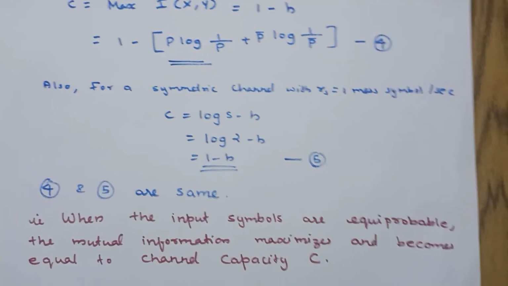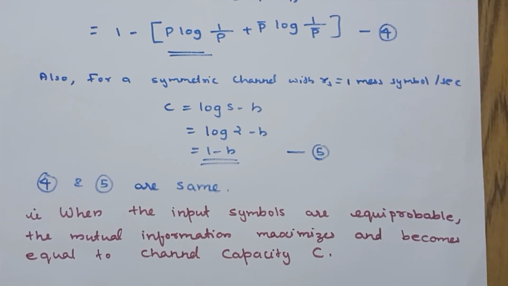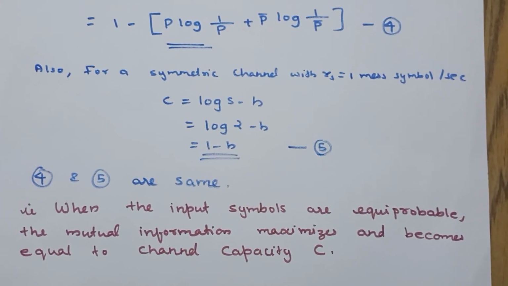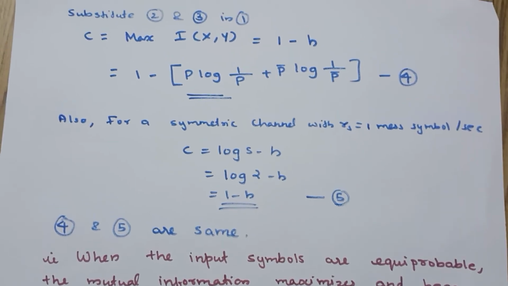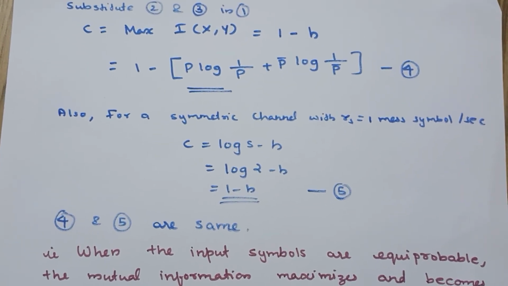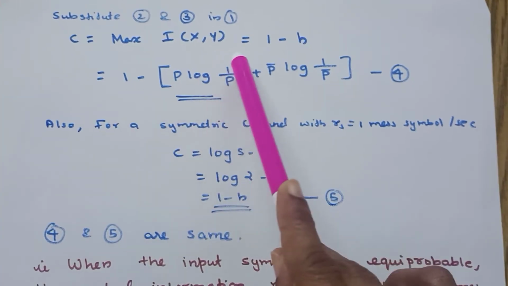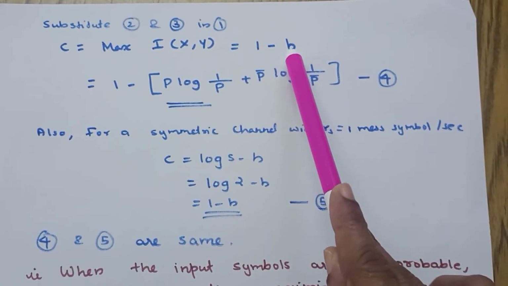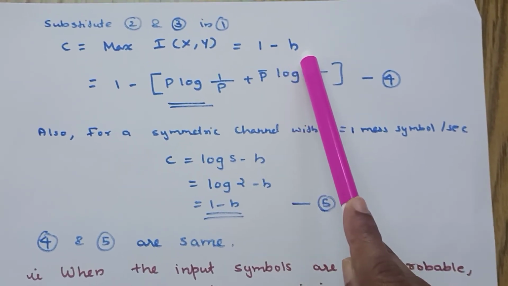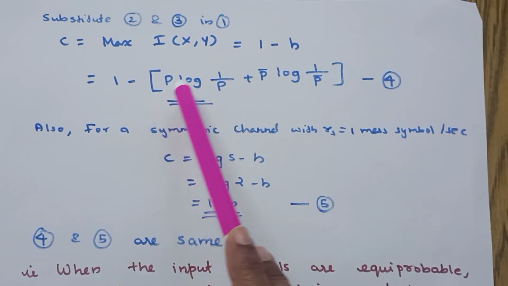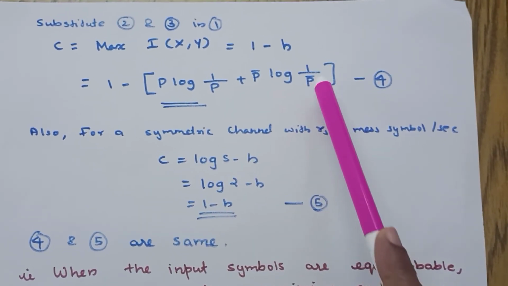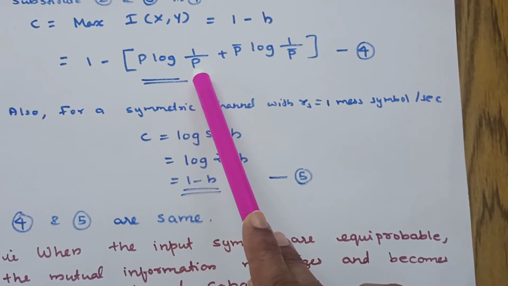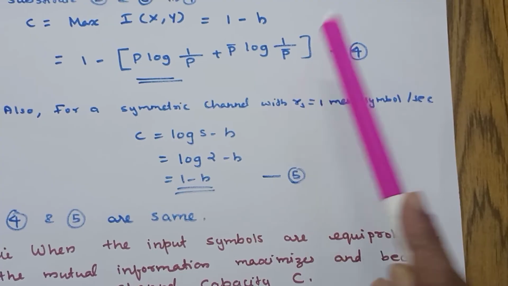Then what will be the equation for I of x comma y? I of x comma y is equal to H of y minus H of y given x. Substitute 2 and 3 in our first equation. We will get C is equal to H of y minus H of y given x. H of y is 1. H of y given x is H. That is 1 minus H. Or H is equal to what? P log 1 by P plus P bar log 1 by P bar. Or C is equal to 1 minus of P log 1 by P plus P bar log 1 by P bar.